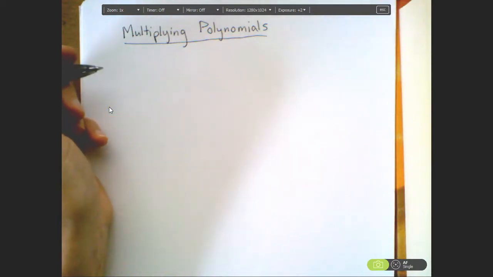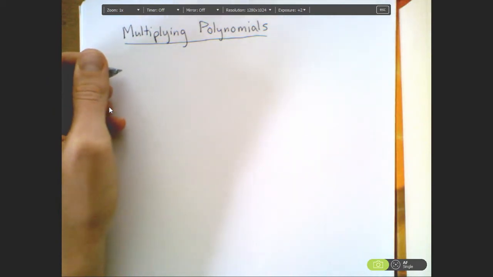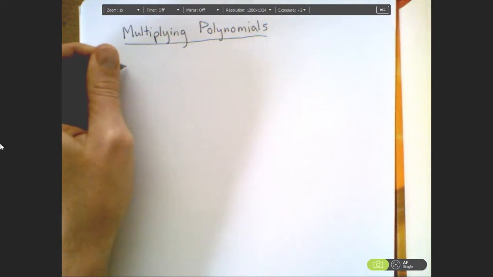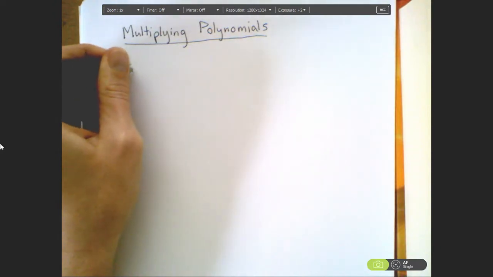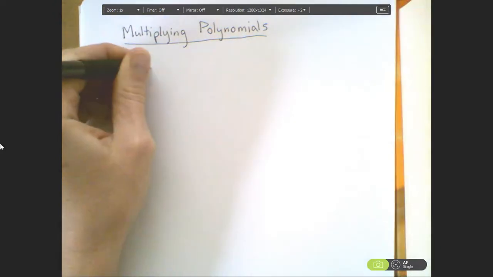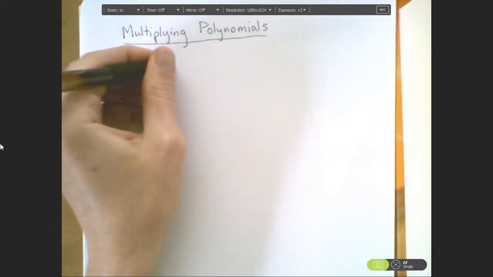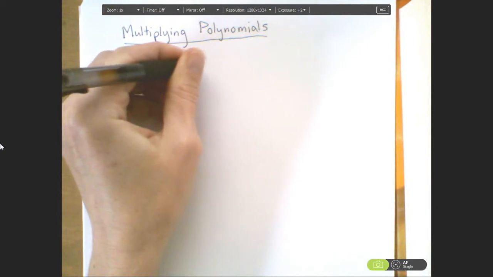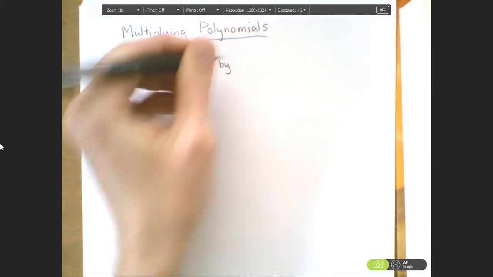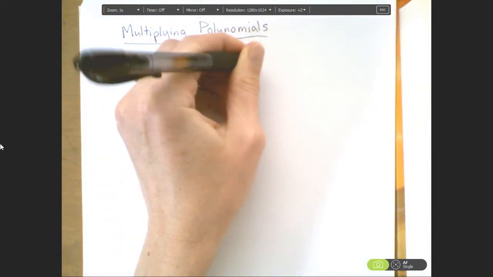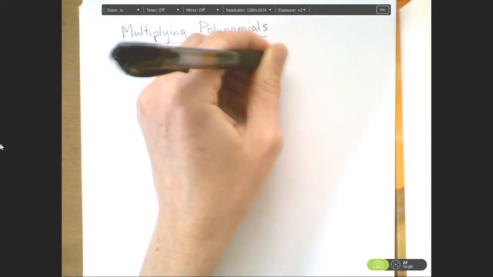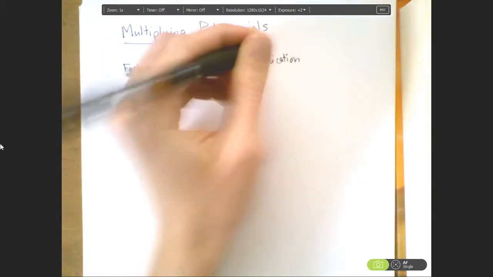So in this next video, we're going to talk about multiplying polynomials. But before I get started, I want to review a couple of vocabulary terms. The first vocabulary term is that of a factor. So a factor is any mathematical expression that's separated by a multiplication sign or division sign.